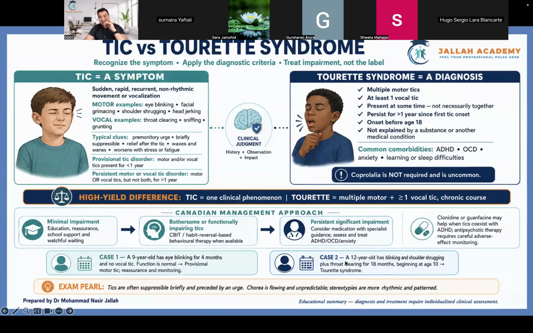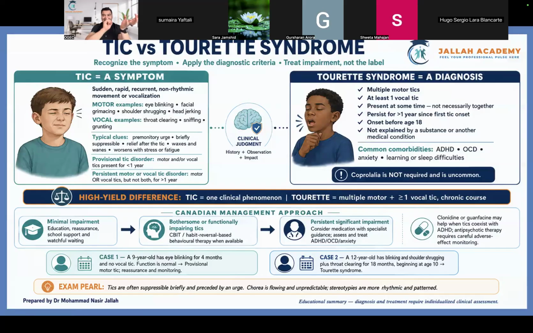Now you have another case: a 12-year-old has blinking, shoulder shrugging, plus throat clearing for at least 18 months. Now I have 2 motor, 1 vocal, and it is more than 12 months, and the patient is less than 18 years of age. So it is Tourette syndrome. I hope it makes sense.